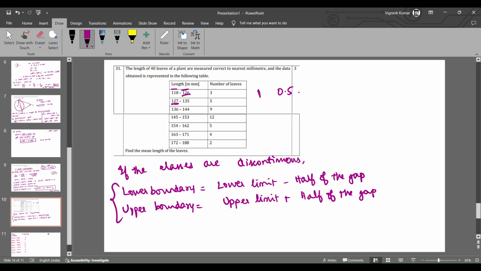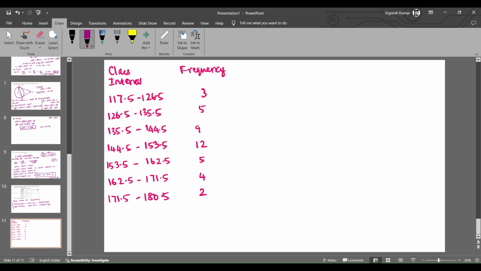Simplified form of the table looks like this. And from this it's very easy to proceed as we do for finding the mean of a given table. So first we will find the xi value, which here turns out to be 122, 131, 140, 149, 158, 167 and 176.